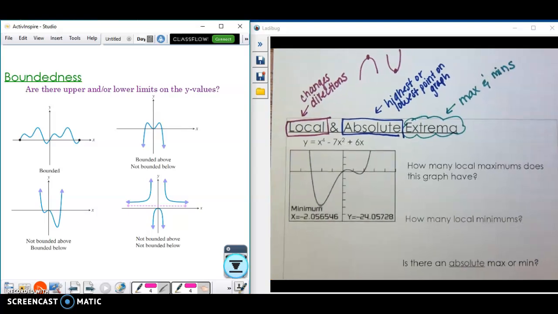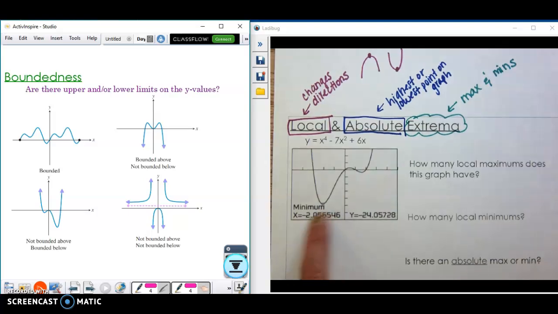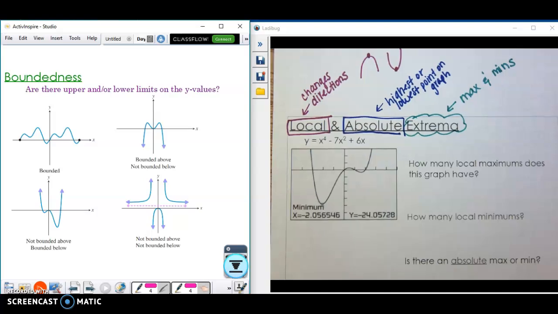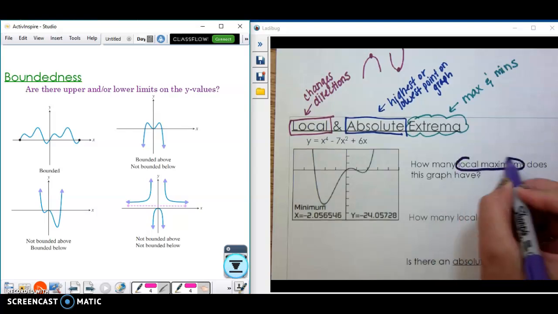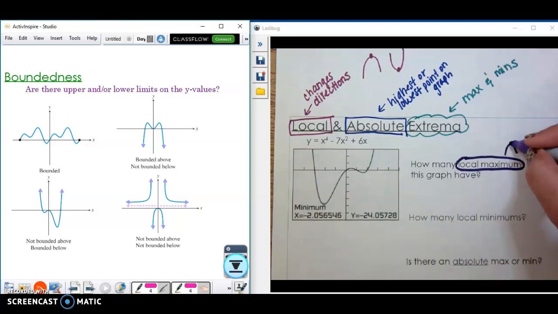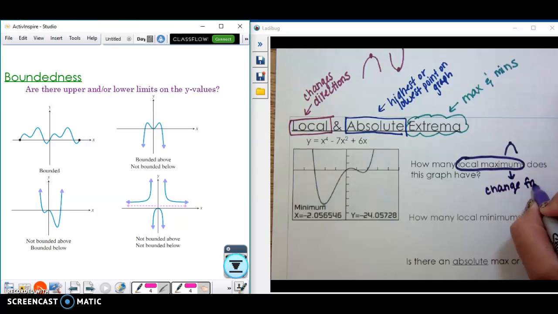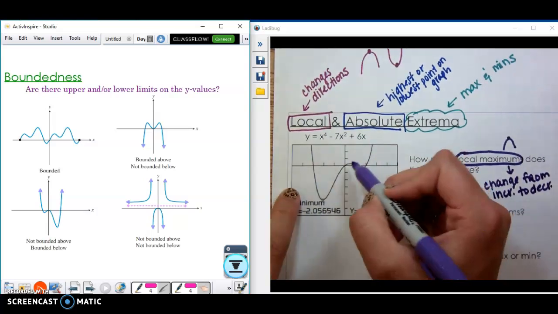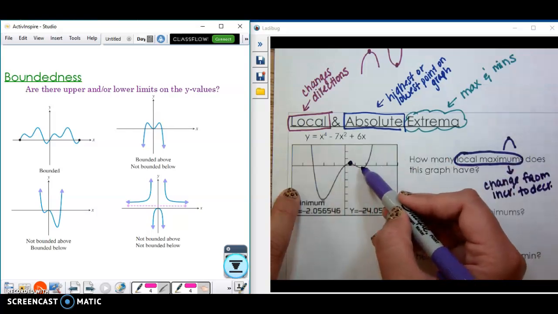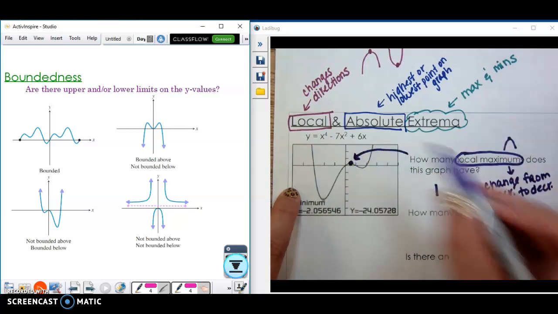Okay, so we have this graph here. It's like graphs on your calculator. They are telling you that we have a minimum at this point right here, but other than that, that's all we know. So the first question says, how many local maximums does the graph have? So for something to be considered a local maximum, so I'm just going to draw a picture of the max, that just means it has to change from increasing to decreasing. So we're just looking for anywhere on the graph that changes from increasing to decreasing. So if you look right here, see how the graph is increasing, then it decreases? So this would be considered a local maximum. So we have one local maximum, and we'll just draw an arrow there.